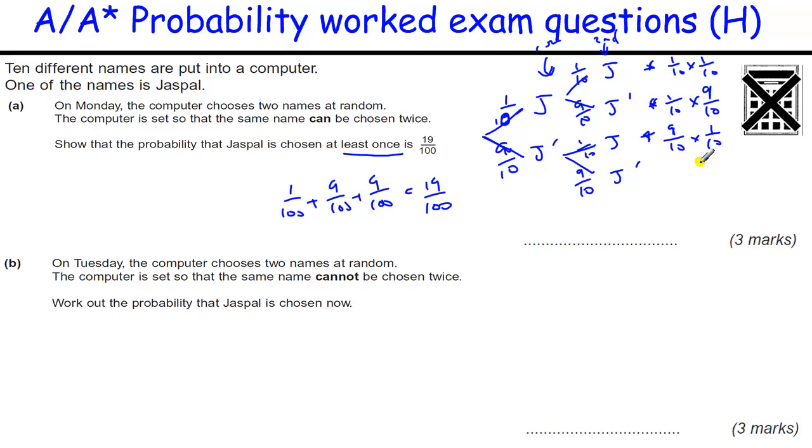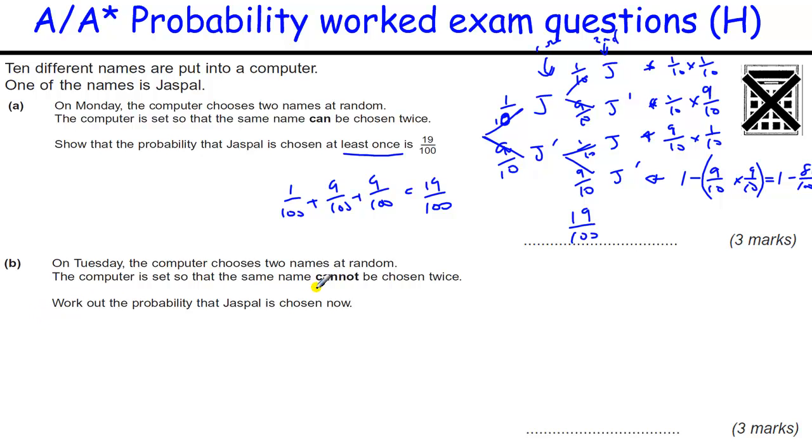Okay, so that's the long-winded way. Now, the other thing to note is that at least once is actually saying that the only other possibility is that Jaspal is not picked at all. So we could do 1 minus 9/10 times 9/10, because that's the only other possibility. So that's 1 minus 81/100. And that would also give us 19/100, so that would be a lot quicker. And if you know that method, you don't even need to draw a tree diagram.